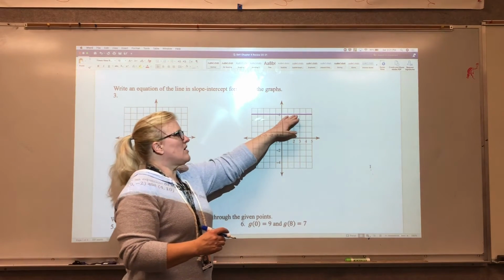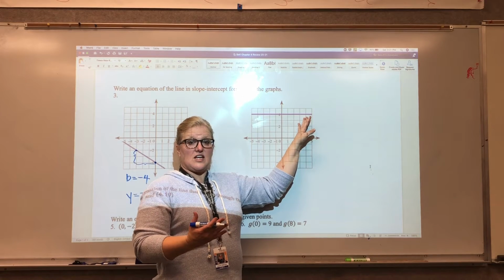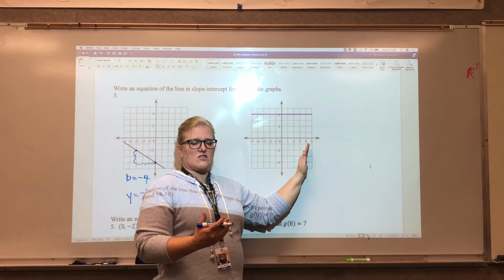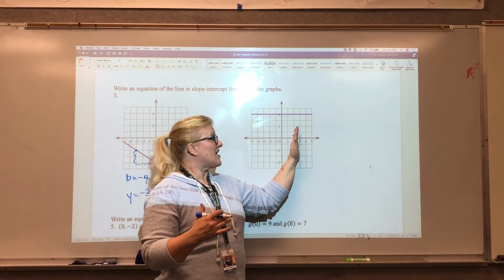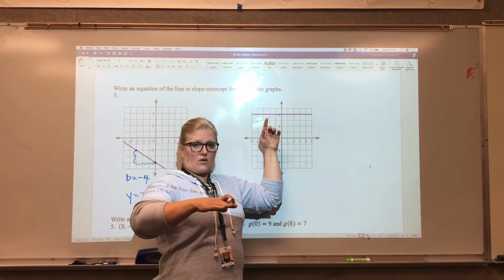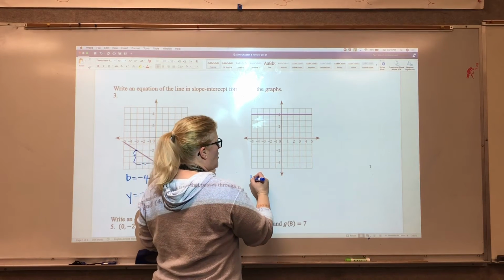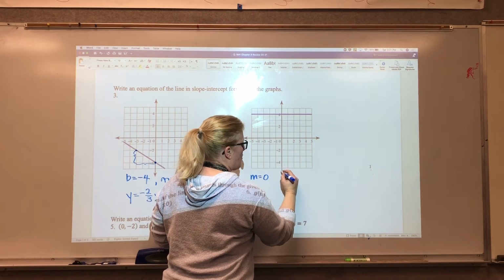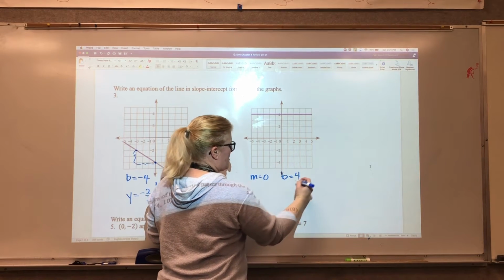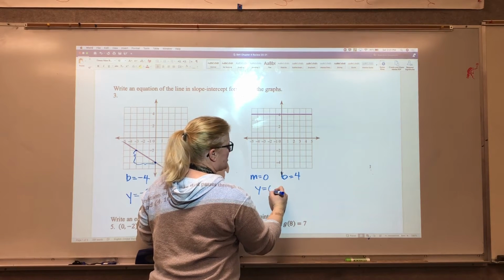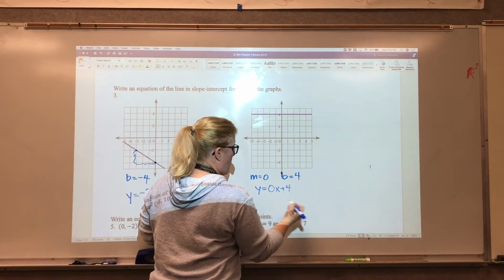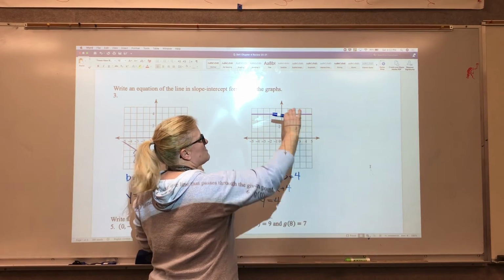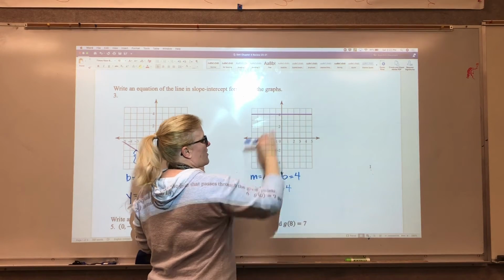Right here, what's my slope? Remember, when it's straight up and down, it's undefined. There's no slope at all. But here my slope is 0. It's perfectly flat. My y-intercept, or b, is 4. So y equals 0x plus 4, or y equals 4. And we can also see that because the line y equals 4 goes straight across.